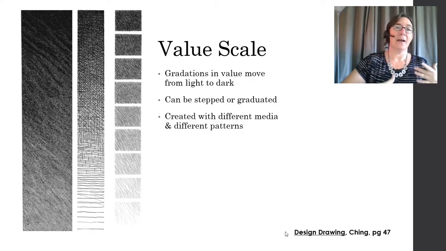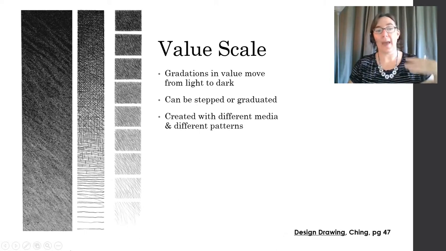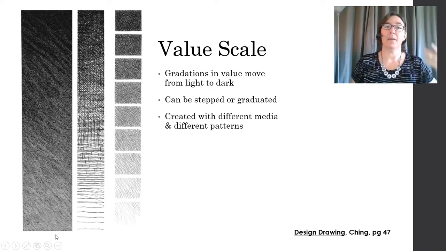You can define a value scale with gradations that move from light to dark. You can step your value scale. Here's a stepped scale right here, an example. Or you can do a smooth gradation, as in this example. Value can be created with different media, pens, pencils, and different patterns. You can see here a couple of different examples of patterns.